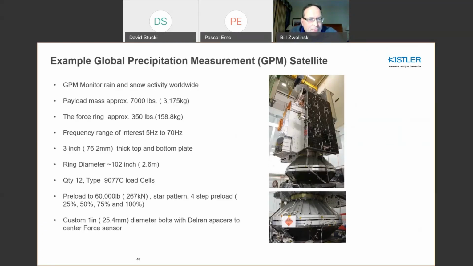This is an example of work done some years ago at NASA, and what you see here is basically the GPM satellite. It has a fairly big observatory and a fairly large force ring, using a very thick 76 millimeter top and bottom plate. Ring diameter is around 2.6 meters, using 12 load cells and custom bolts for preload.